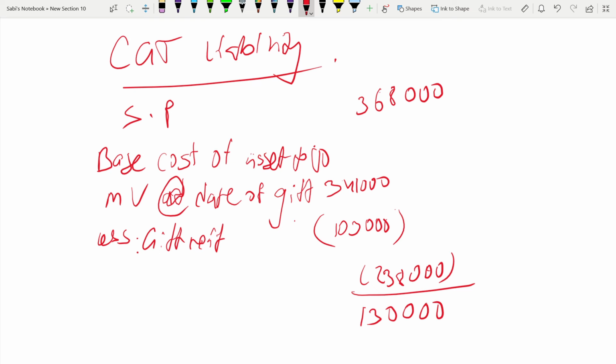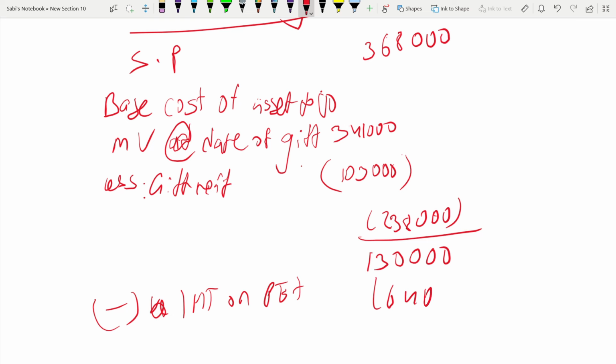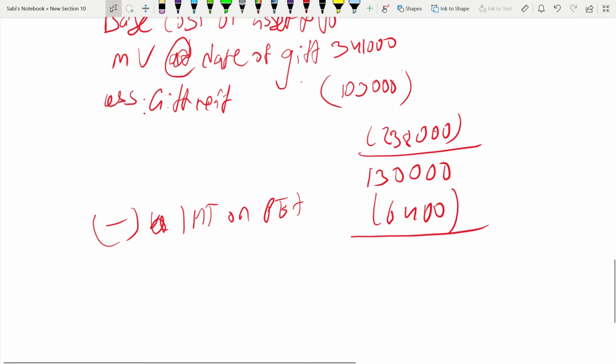Now is the time you have to deduct the IHT that you have paid on the PET. IHT on the PET, how much? 6,400. This is why you need your IHT before CGT. So 1, 2, 3, 600. What is this? Do not forget, capital gains tax, chargeable gain.